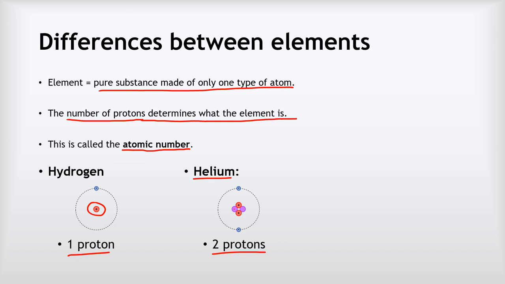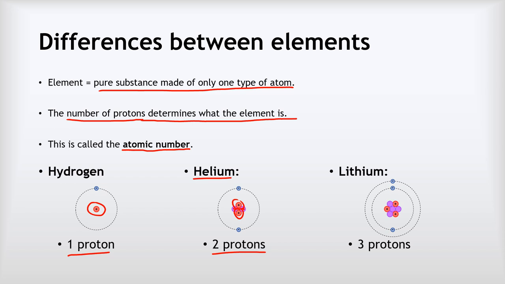Now you'll note that I've got these two little pink neutrons as well. Some helium atoms actually have more neutrons than that, and some have less, but they've all got these two protons, these two positive subatomic particles.